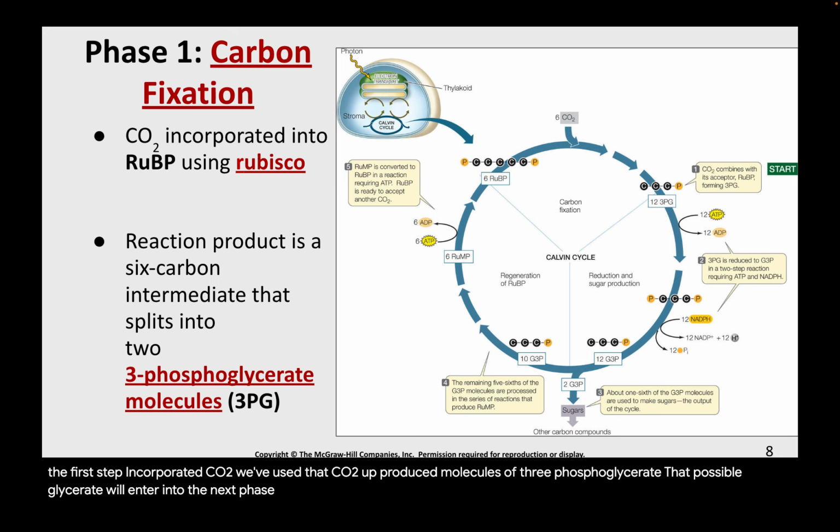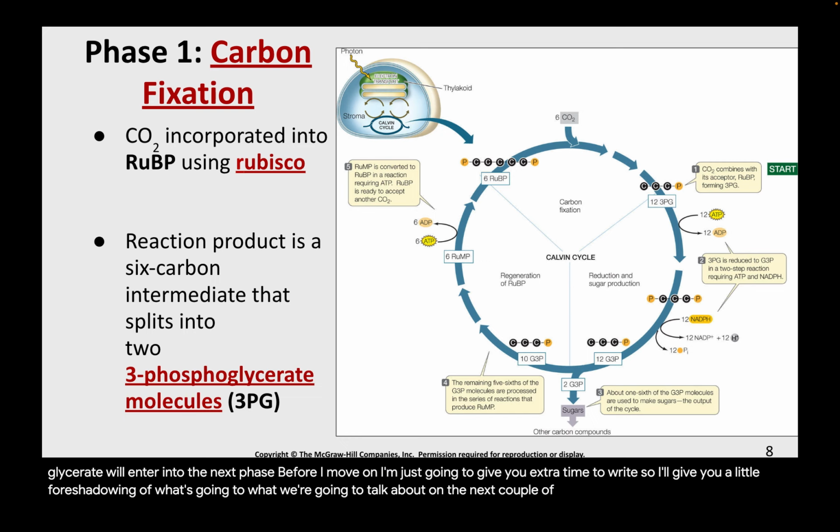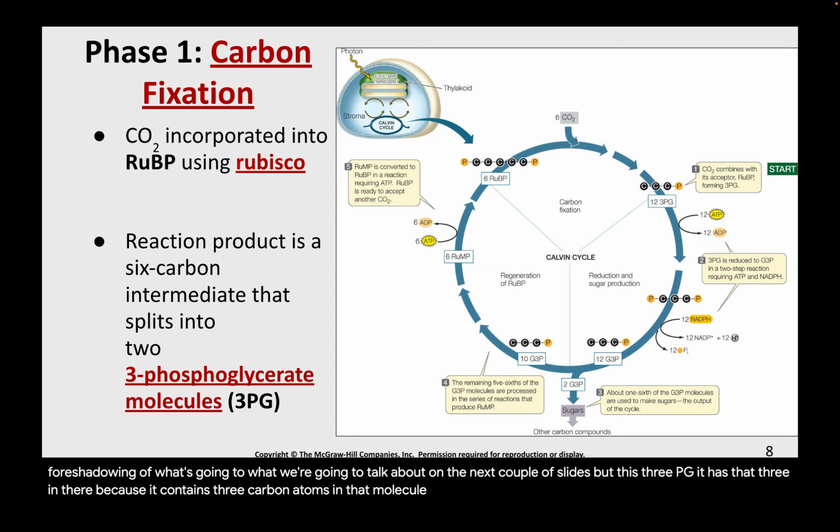Now before I move on, I'm just going to give you some extra time to write, so I'll give you a little foreshadowing of what we're going to talk about in the next couple of slides. But this 3PG has that 3 in there because it contains 3 carbon atoms in that molecule. Plants that utilize this are called C3 plants because of it.